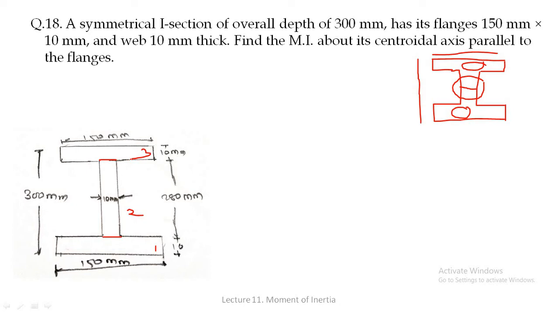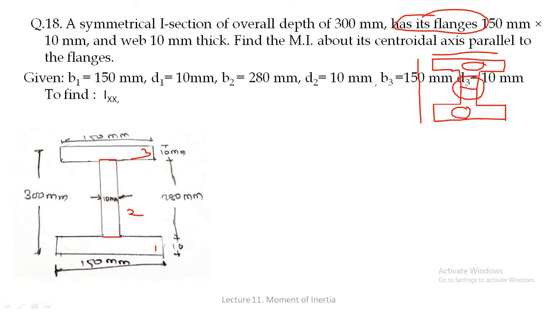Now before starting this numerical I have told you that this is a symmetric I section. Why did I say the section is a symmetric I section? Because the flanges are of the same size. When the top flange and bottom flange are of the same size, then the I section is said to be symmetrical. Now writing the given quantities.